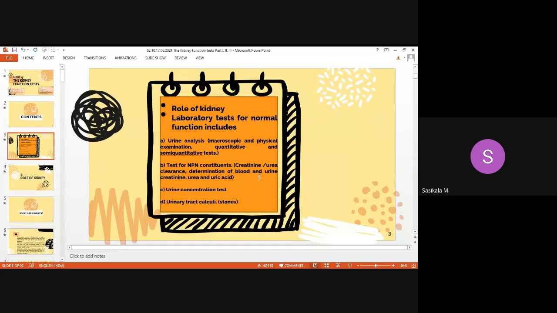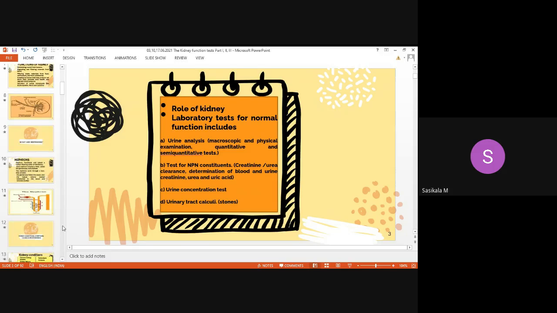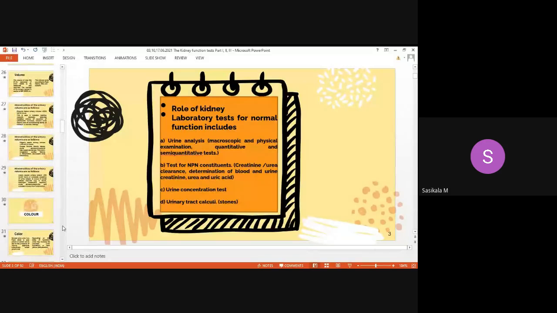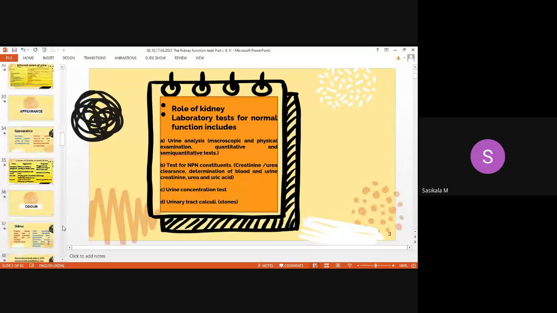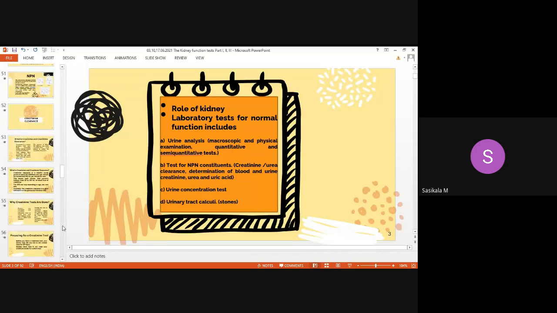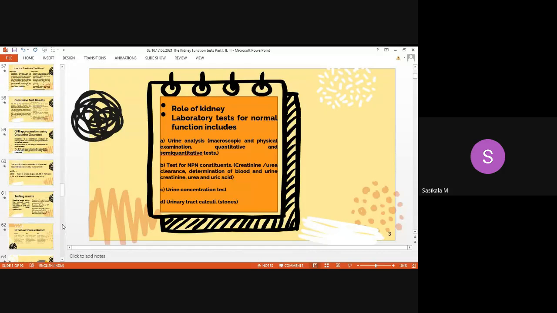And today let's move on to the creatinine and urea clearance test. In that, first we'll see creatinine clearance. It is the most significant topic, and frequently you will get questions on this in university exams. So now let's move on to today's content, that is tests for NPN constituents, in that, the creatinine test.